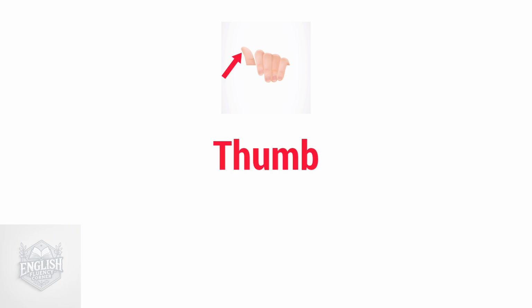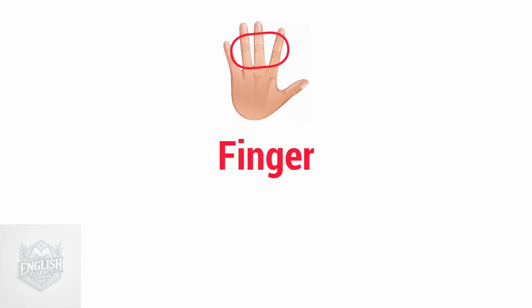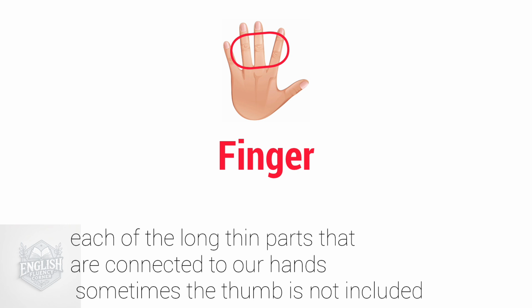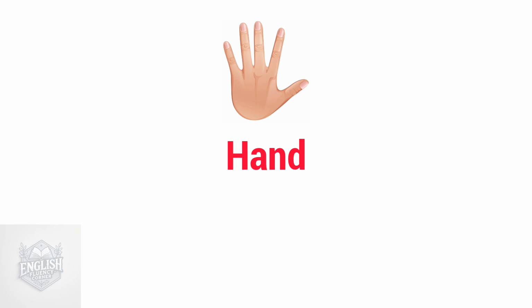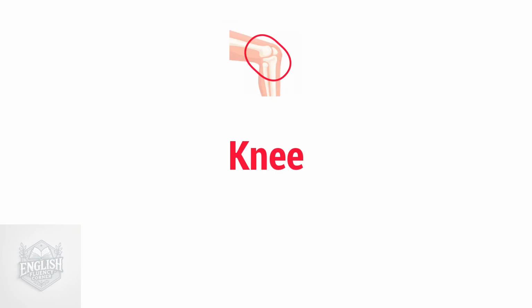Thumb. The thick finger that has a different position than the other four. Finger. Each of the long, thin parts that are connected to our hands, sometimes the thumb is not included. Hand. The part of our body that is at the end of our arm and we use to grab, move, or feel things. Knee.